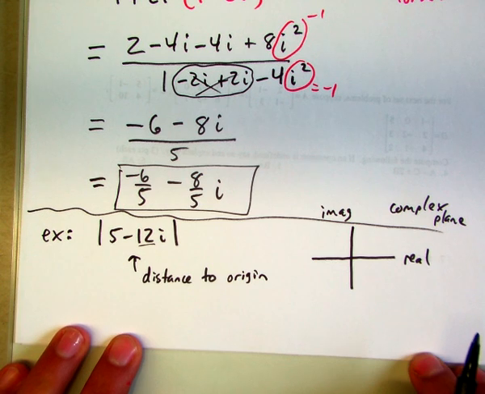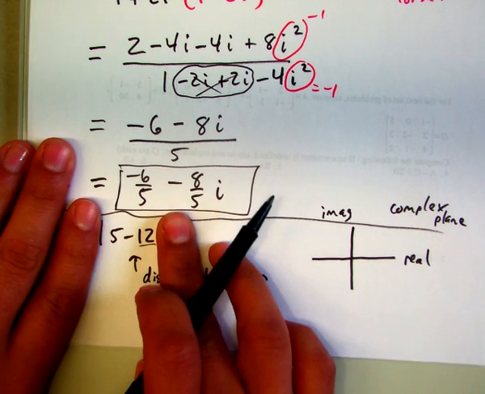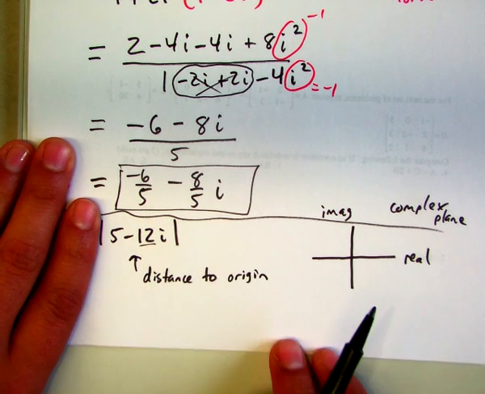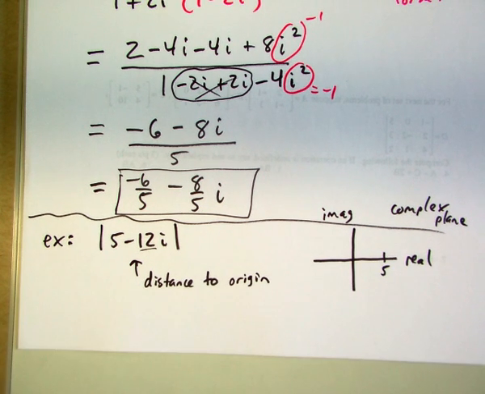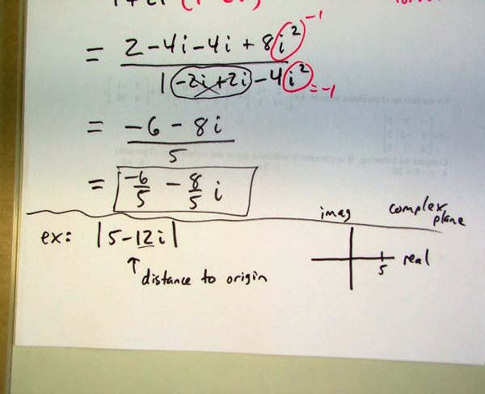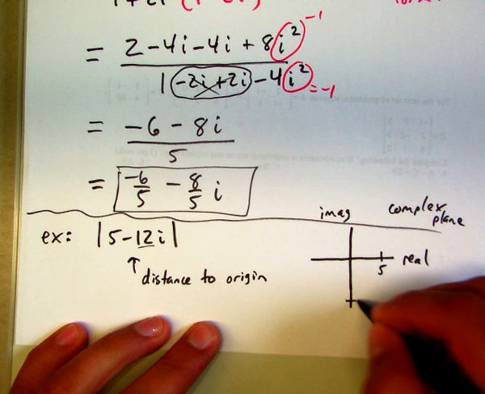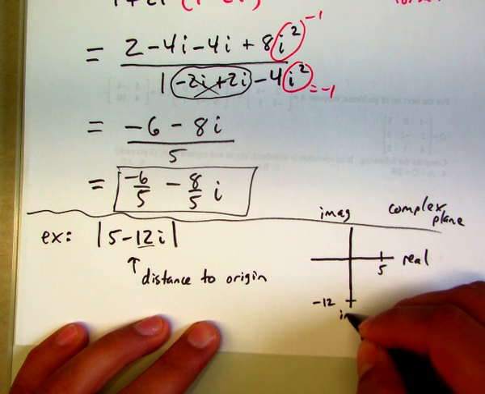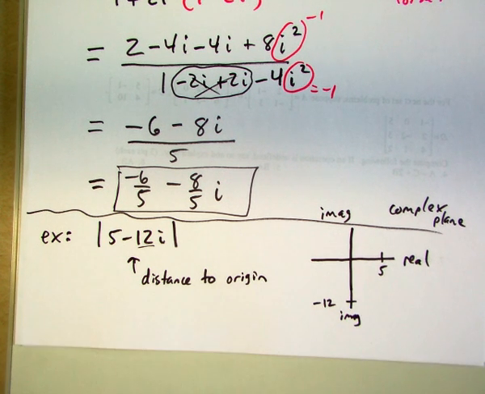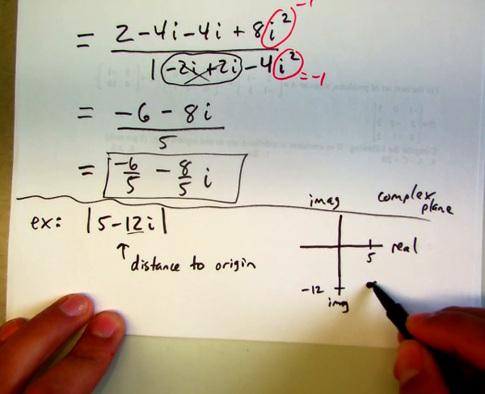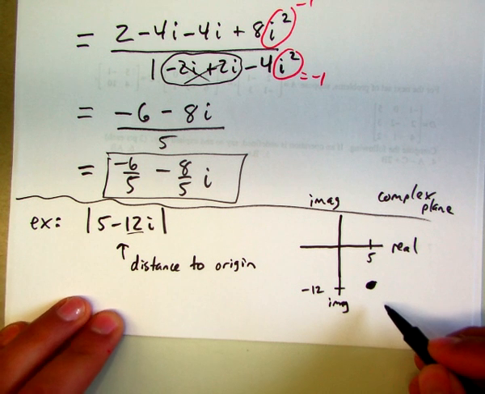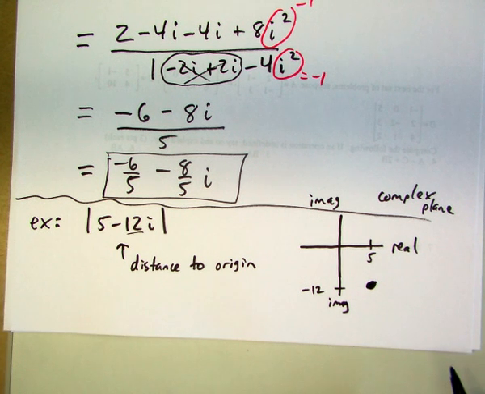For the time being, just look at what's inside. What's the real portion? You go out 5 units in the real direction. What's the imaginary part? Negative 12, so we go down 12. This is the imaginary axis. So this point gets plotted to this location. Sorry, that's a really big point.